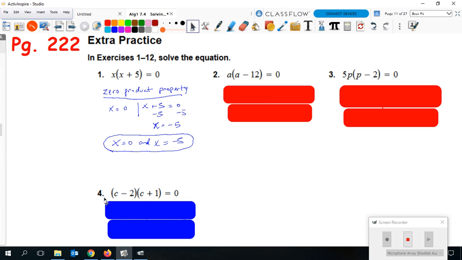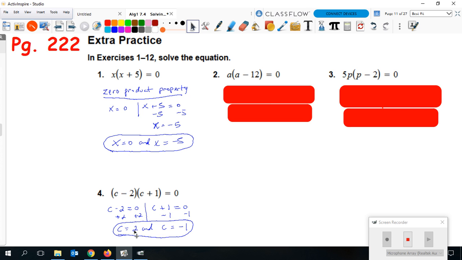All right, let's take a look at number 4. Here's 2 binomials on this one, c minus 2, c plus 1. So zero product property will first set each factor equal to 0. C minus 2 is equal to 0, and c plus 1 would be equal to 0. I usually draw a line kind of just between those two, kind of 2 separate equations. And then for this one, you'd have to add 2 to both sides, and for this one, you'd have to subtract 1 from both sides. So our answer for this is going to be c is equal to a positive 2, and c is equal to a -1. That's where we're going to get our answers for these.